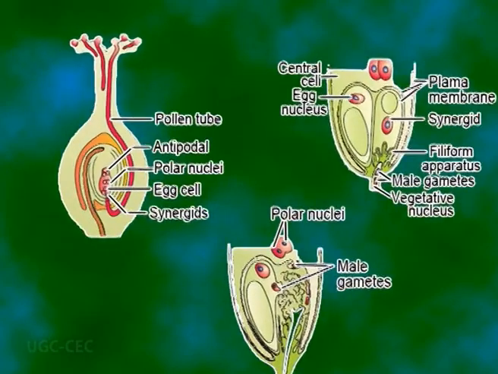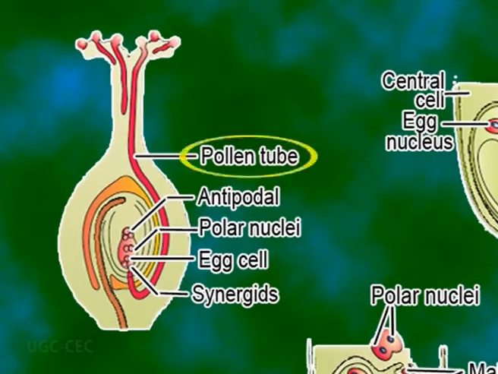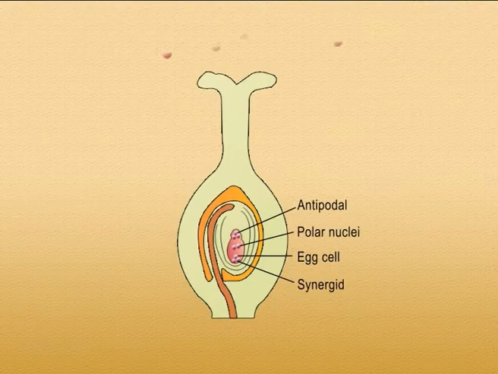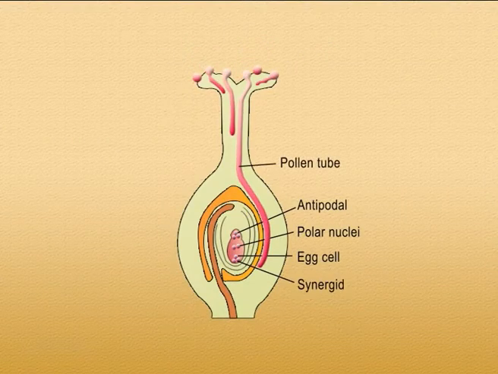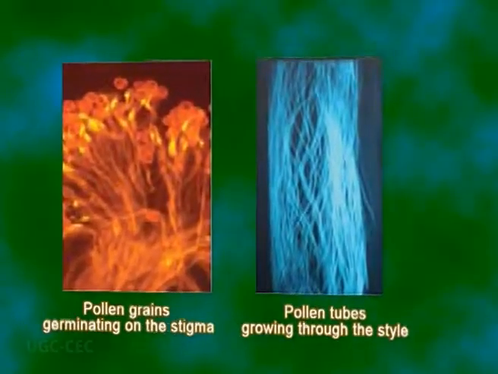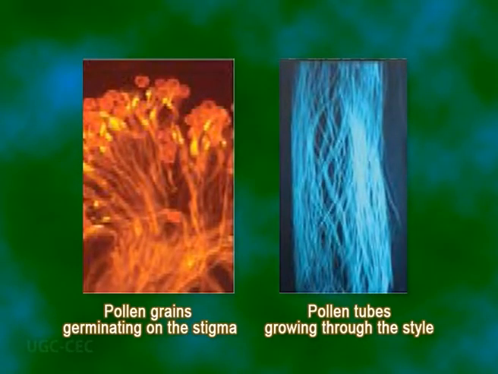Once a pollen grain lands on the stigma of a compatible species, it germinates, resulting in the emergence of a pollen tube from one of the pores of its walls. The contents of the pollen grain migrate into the pollen tube. Pollen tube grows rapidly through the tissues of the stigma and style and reaches the ovary. After entering one of the synergids, the pollen tube releases the 2 male gametes into the cytoplasm of the synergid.